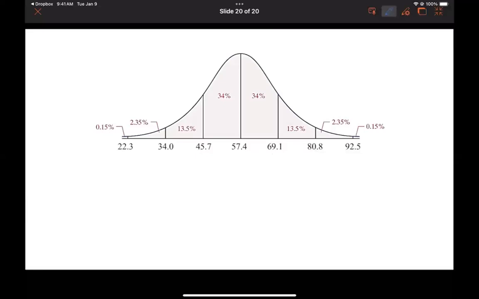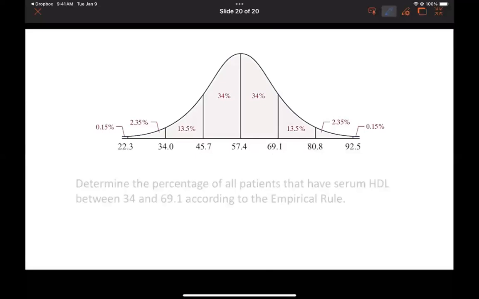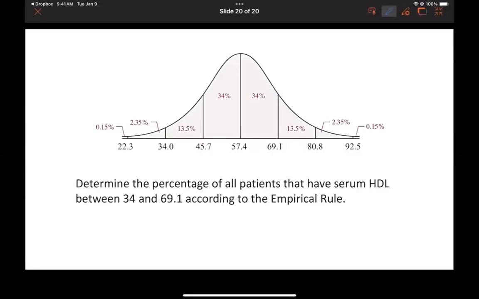Okay. So I'm going to ask questions like this on your homework. Determine what percentage of all patients have serum HDL between 34 and 69.1 according to the empirical rule. So the sections we're looking at, 34 to 69.1, are this section right here, this section right here, this one right there. Those are the sections we're looking for. So you just take your percents and add them: 13.5 plus 34 plus 34.